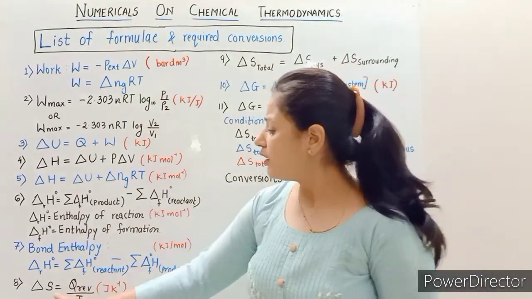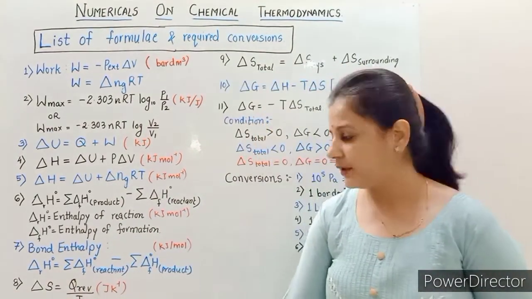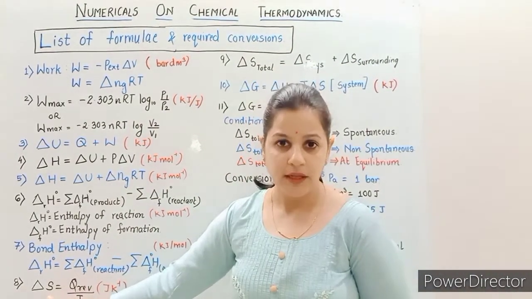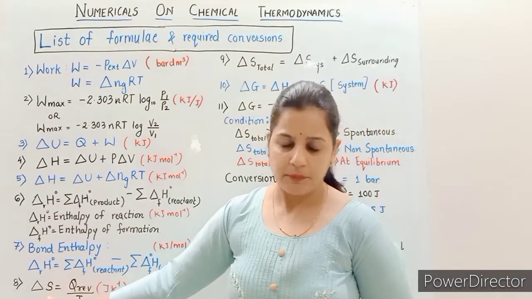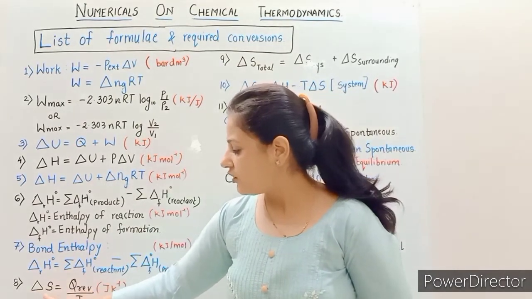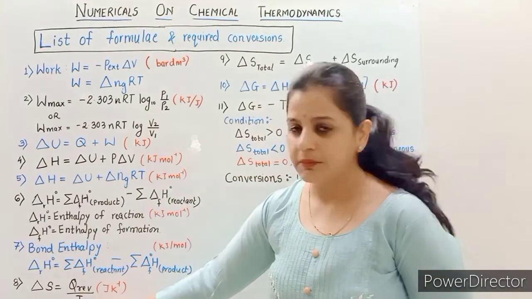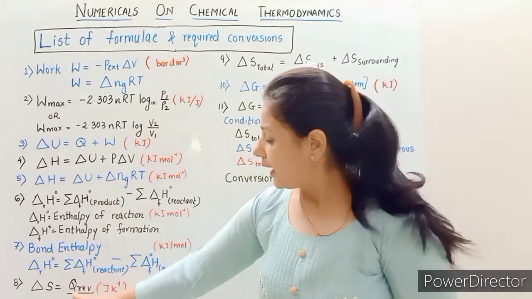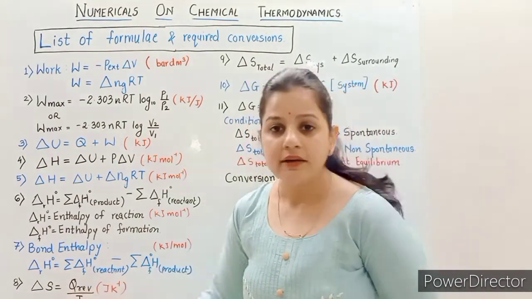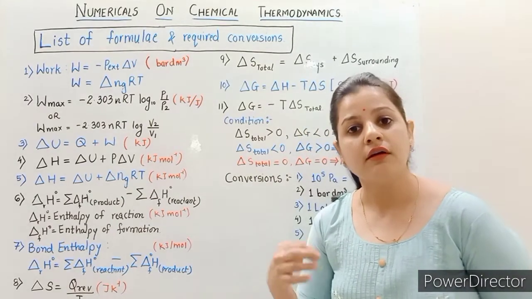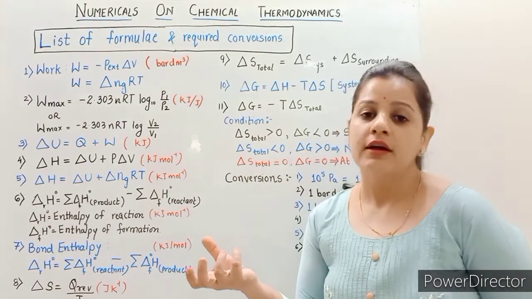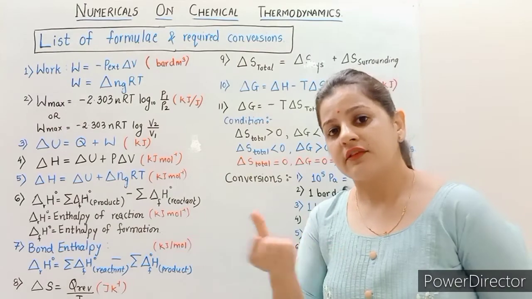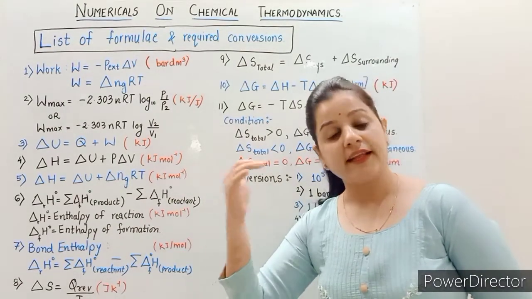Okay, then next is the change in entropy, delta S. S is the entropy. Entropy means the randomness. So the change in entropy is given as Q reversible upon T. And this Q reversible is nothing but the heat change taking place when the reaction or the process is getting reversed.